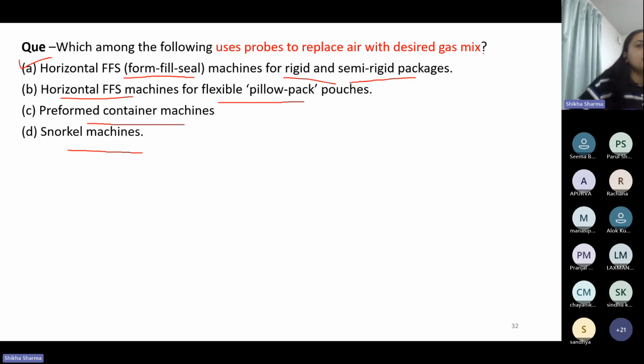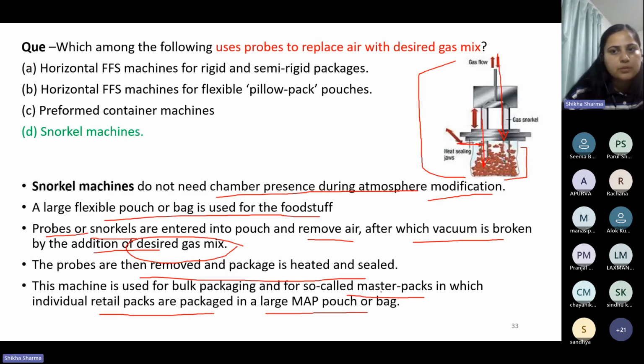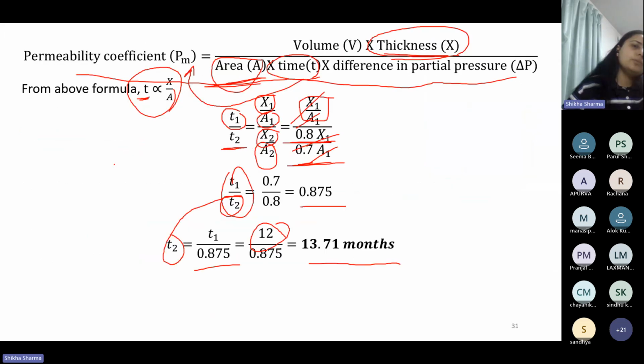This question is saying uses probes. Probes we used in option D, right? So option D is correct, snorkel machines. Is this question clear? Yes, ma'am. Okay, clear to everyone?